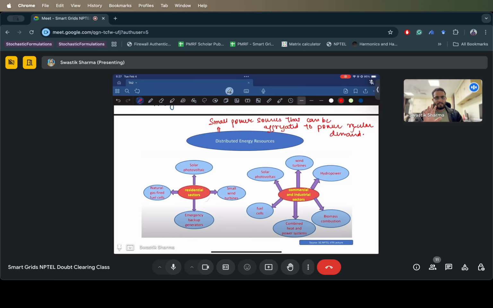I mean, so these are not the bulk electric system, right? Let's say a thermal power plant. That's very bulk. That's called a bulk power system. So it's not like that. These are just small power systems, right?